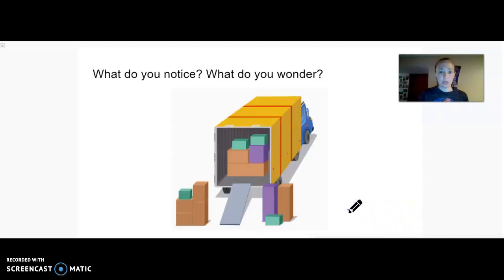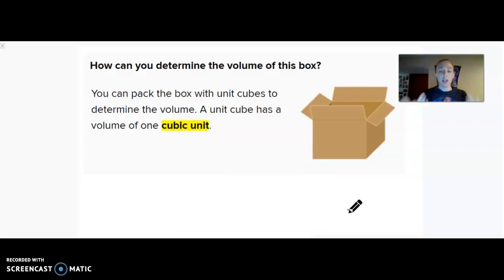Now, here we go. So this one's not in your notes. You can just think. You don't have to write anything. Think about, what do you notice about this truck, especially as it connects to what we talked about? What do you wonder? Some boxes, the truck, does it have volume? Feel free to stop and tell somebody next to you what you notice or what you wonder about this picture right here.